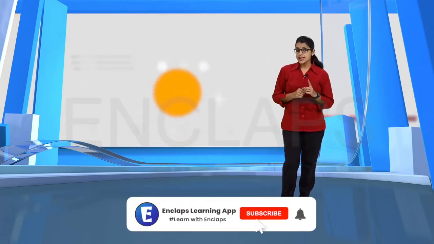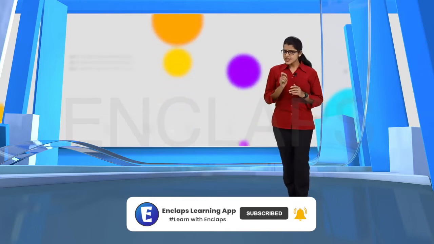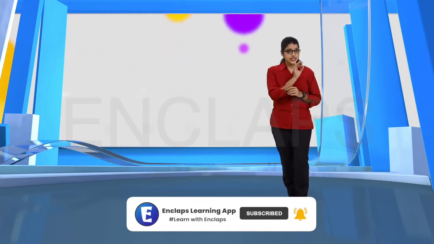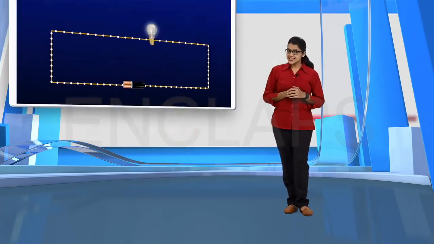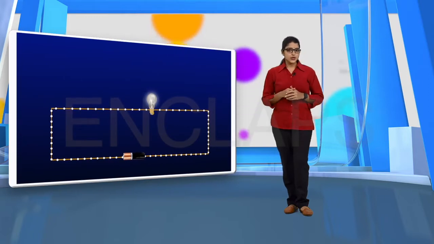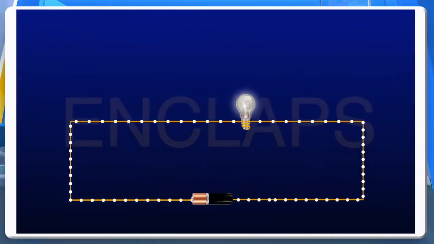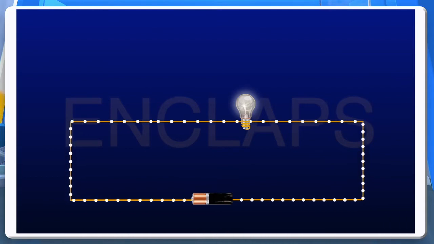The first one is a series connection. Just like a human chain, the circuit is completed in a single path by continuously arranging the resistors. This is called a series connection. Let us see a video. Resistance in series. When the circuit is completed, current flows and the bulb glows.